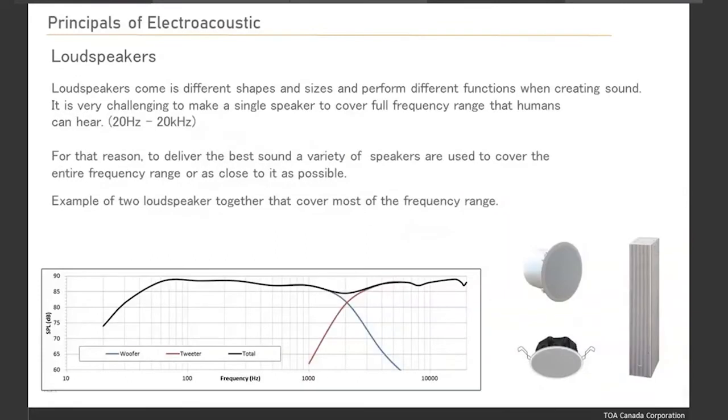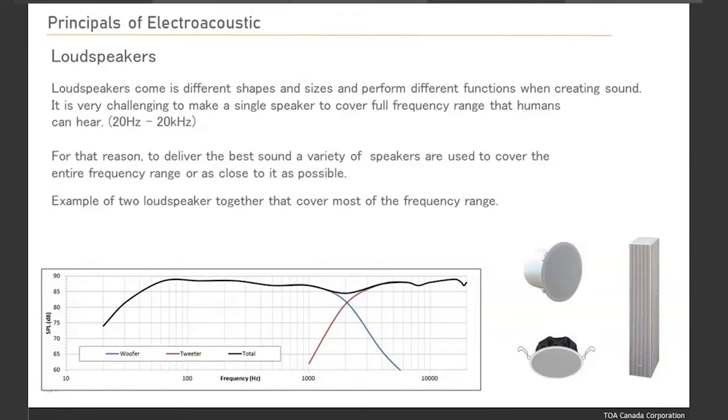So loudspeakers come in different shapes and sizes, and perform different functions when creating sound. It's challenging to make a single speaker to cover the full frequency range that humans can hear, which can go as low as 20 hertz to 20 kilohertz. Obviously, well, it might not be obvious, but as you age, the frequencies you can hear get smaller, so that gap gets smaller and smaller, which is why intelligibility in mass notification systems is important. For that reason, to deliver the best sound, a variety of speakers are used to cover the entire frequency range, or as close to it as possible.